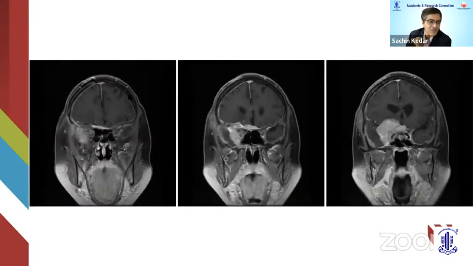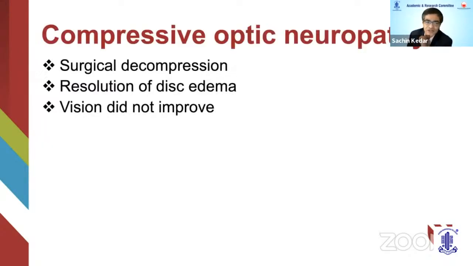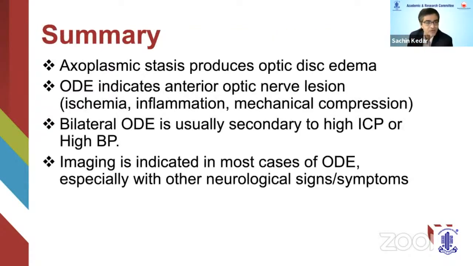And so on imaging, you can see a mass that's originating on the planum sphenoidale. You can see it surround the optic nerve. You can see it invade into the cavernous sinus, compress and elevate the optic chiasm, which is barely visible over there. So she undergoes surgical decompression. The disc edema resolves, but unfortunately, her vision does not improve.